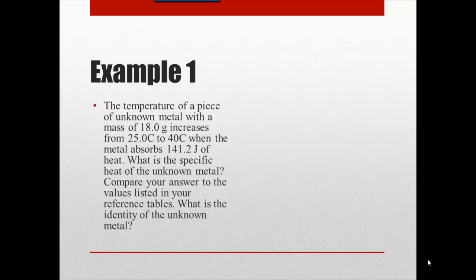Now that you know how the calorimeter works, I want to go back and show you some more examples of those heat problems that you're learning how to work. In this example, we've got a metal, and it increases the temperature from 25 to 40 degrees Celsius when the metal absorbs some heat. And we want to figure out what is the specific heat of this metal. Now we can compare our answers to the reference tables and come up with the identity of the metal.